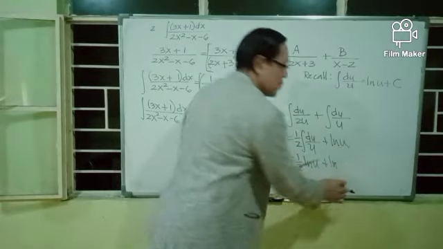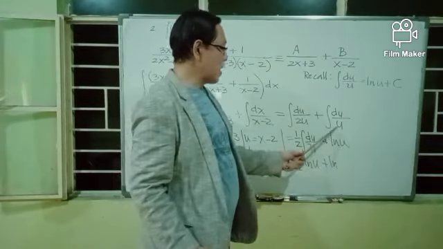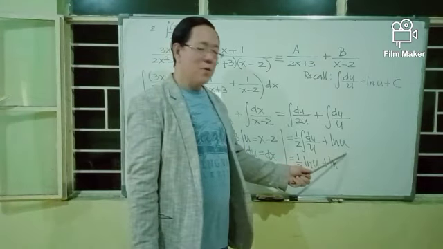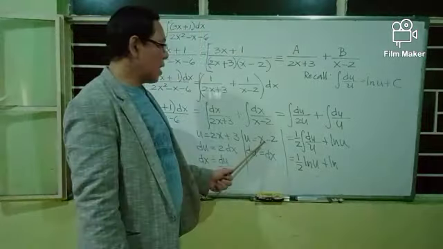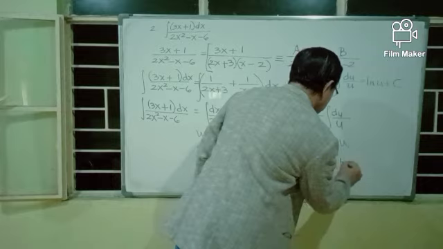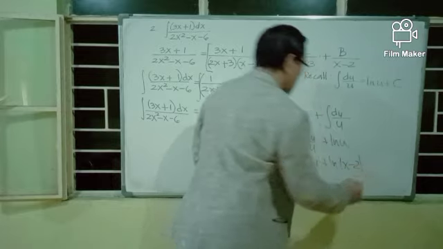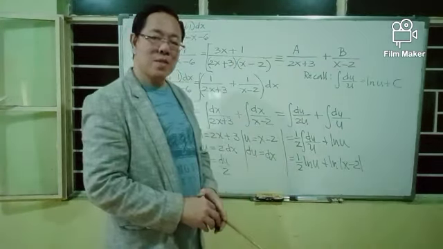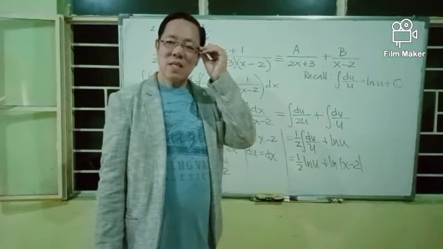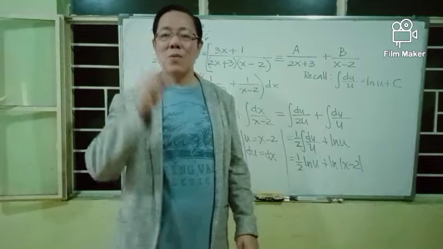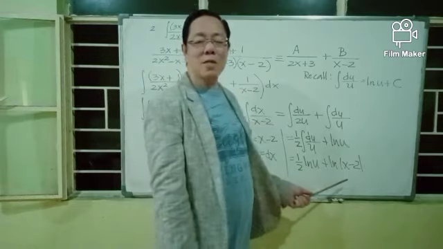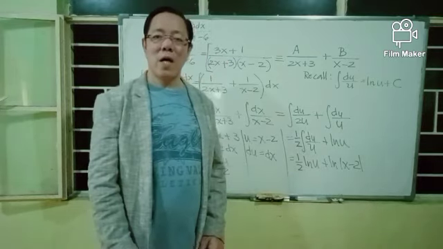Now, we substitute the value of u. For the second term, the value of u is x minus 2. Hence, ln of u is equal to ln of x minus 2. Since we have integrated both terms, we now write the constant term, but instead of simply writing capital C, we use ln of C so that we can combine ln of C with the other two terms containing natural logarithm or ln.